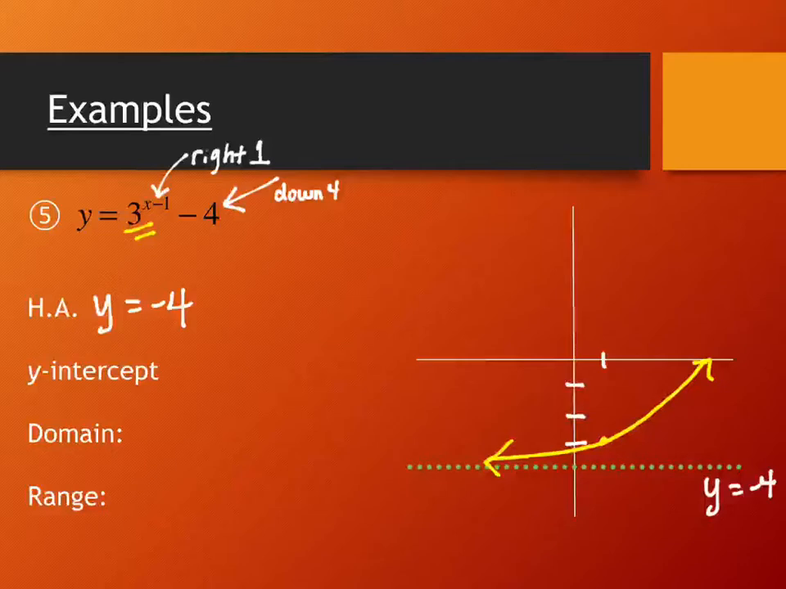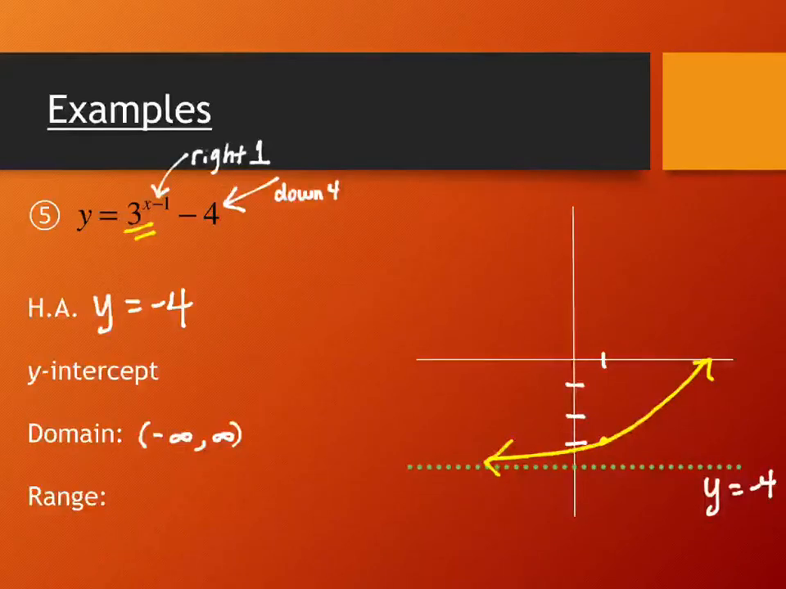Okay, let's do domain and range. We'll come back to the y-intercept because that's the hardest part of this one. What is my domain? It's negative infinity to infinity. It didn't get changed at all. That shift right and left doesn't affect my domain at all.